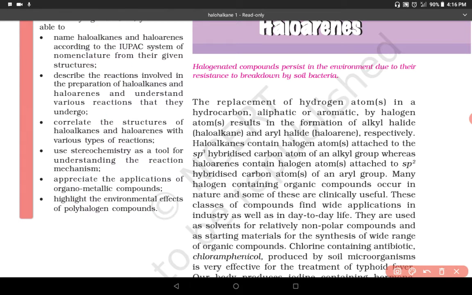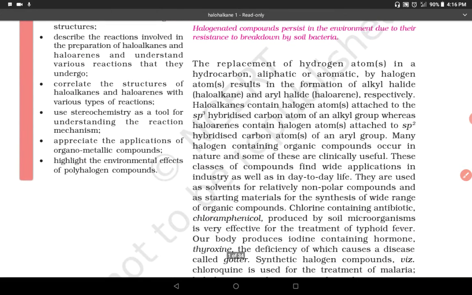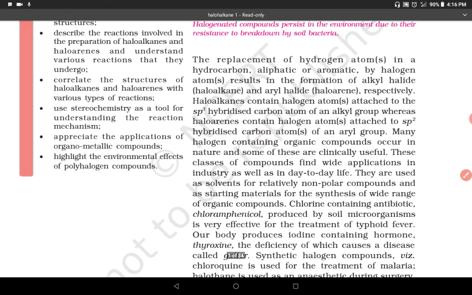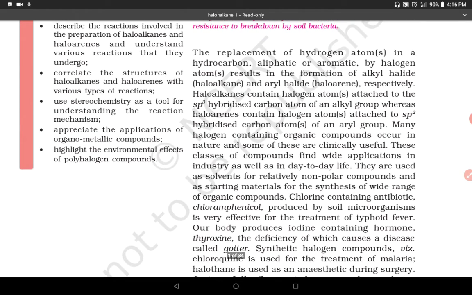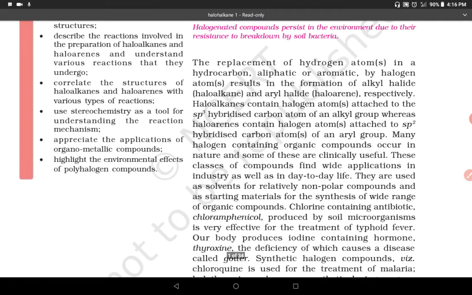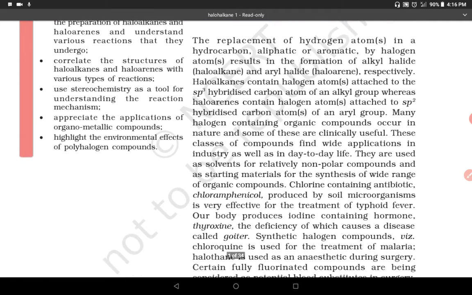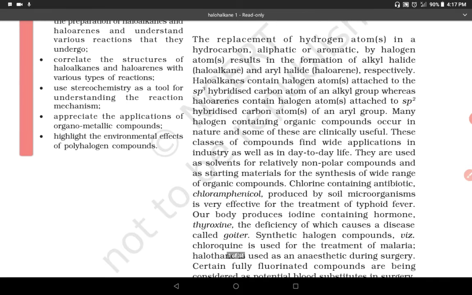Okay, let's jump into the next concept. Many halogen containing organic compounds occur in nature, and some of these are clinically useful. Yes, so these haloalkanes and haloarenes occur in nature also. These are very useful in industries and also in day-to-day life. Okay, they are used as solvents, relatively non-polar compounds.